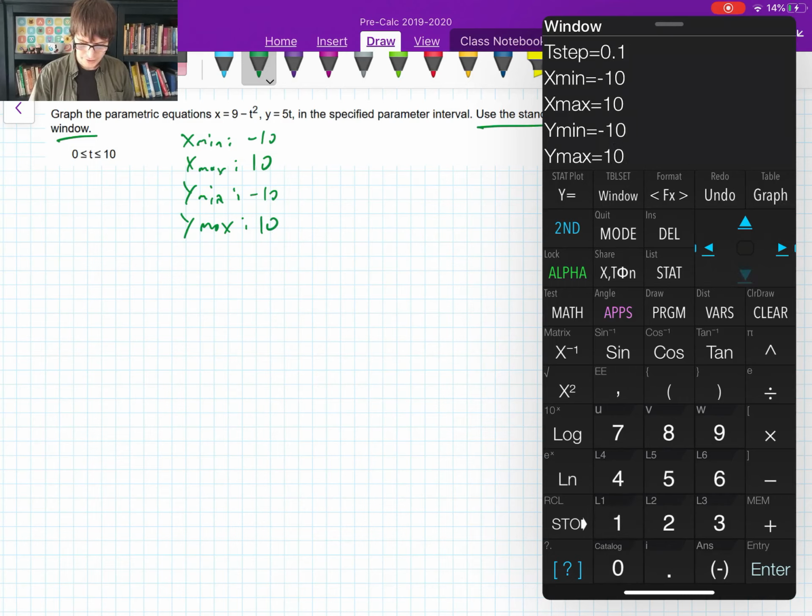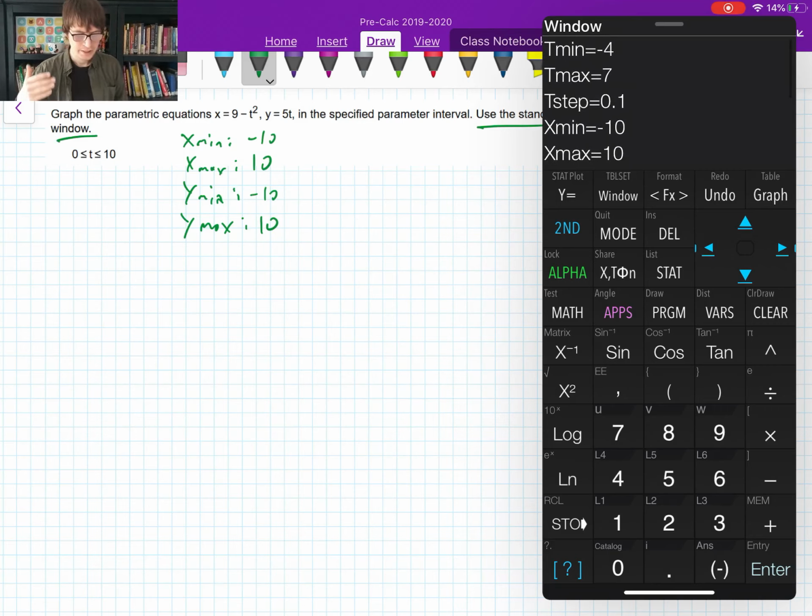If you were curious, the t step says how far we go before we plot another t. In other words, it'll evaluate at t equals -4. If its t step is 0.1, that means it'll start by evaluating at -4 and make a plot when t equals -4. Then it'll evaluate at -3.9 and plot that, and then 3.8 and plot whatever the answer is for 3.8.